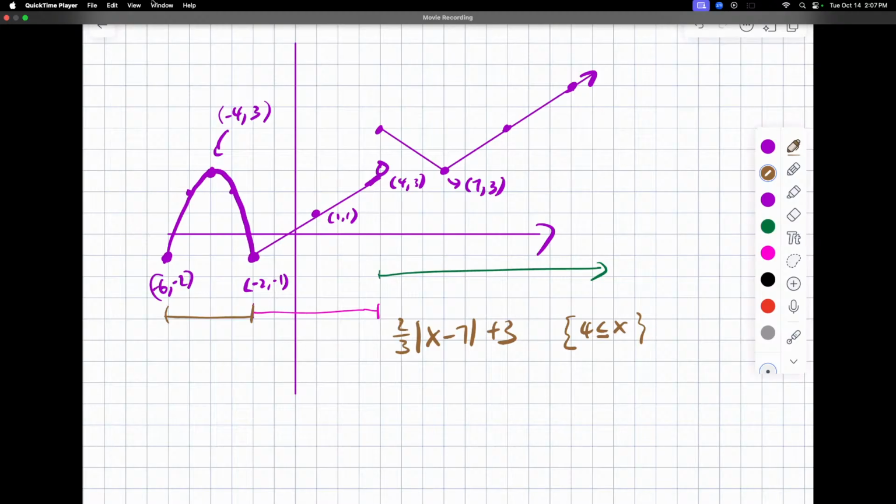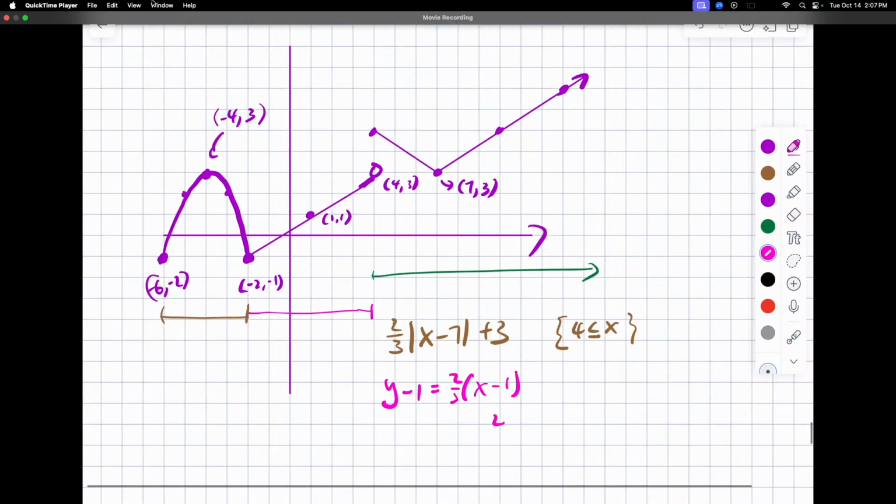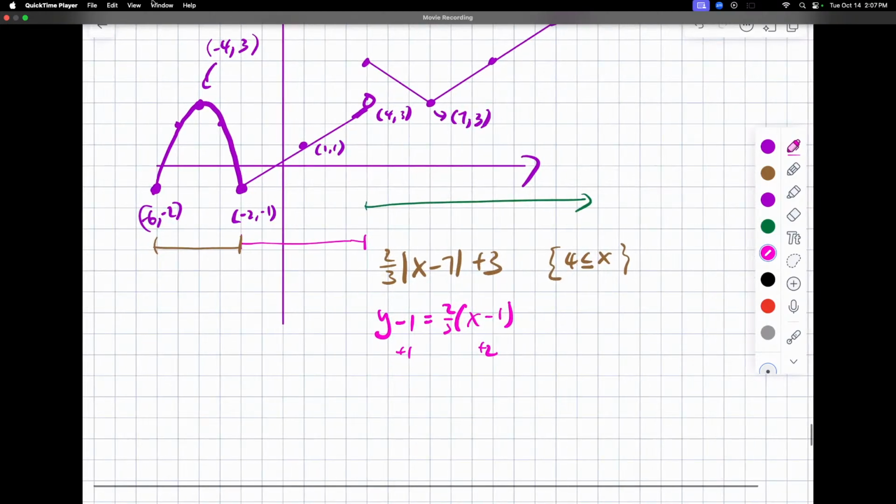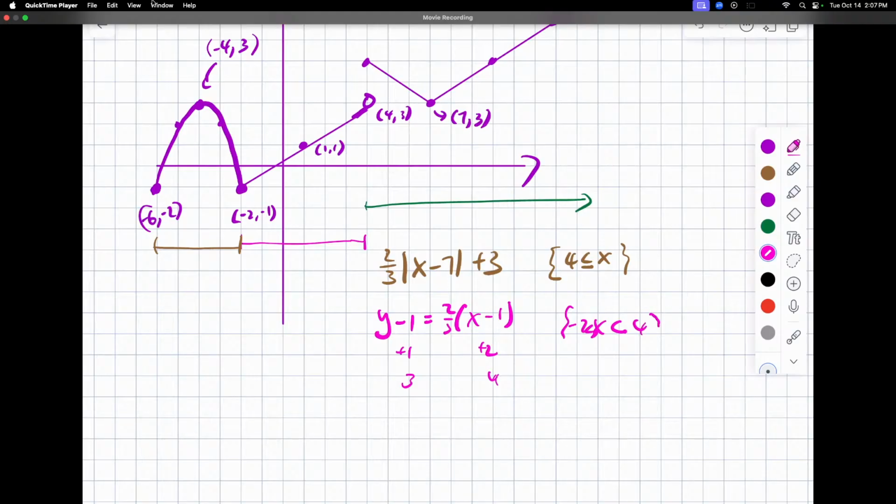So that's the green part. The pink part is going to be y minus 1 equal to 2/3 times x minus 1. So can I be using 2 plus 2 and plus 1 here? Yeah. You can use 4 and 3. So that's going to be between -2 less than x less than 4. Is that okay?